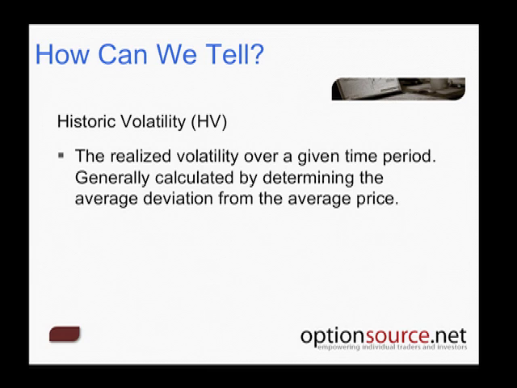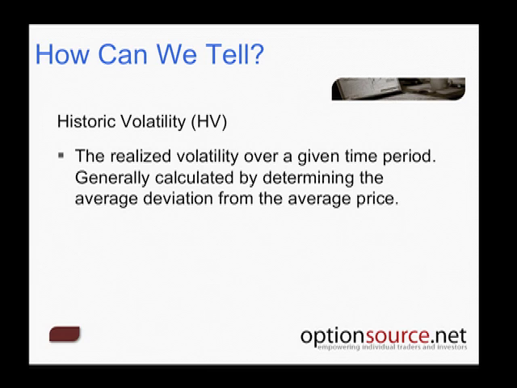The price action of the particular security, and we refer to the FX options index as the pair values, will obviously change in value on a day-to-day basis. So it is really how fast and how far a particular security is moving over a certain period of time that determines the historical volatility. It's the realized volatility over a given time period, which is usually calculated by determining the standard deviation from the average price.